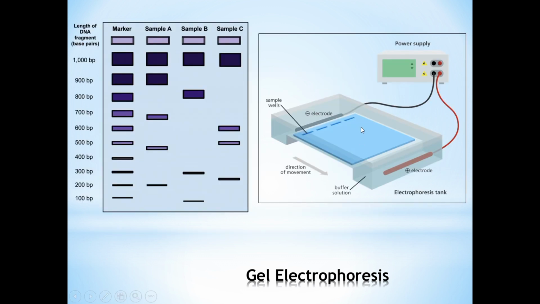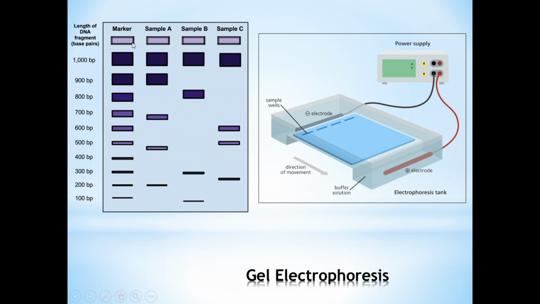These are the apparatus used in gel electrophoresis. This is basically the electrode. This has a buffer solution for the control of acid and base, and these are the direction of movement, and these are the sample wells, and these are basically the gel. That's why the electrophoresis in which gels are used is known as gel electrophoresis, and they are connected to the electricity.